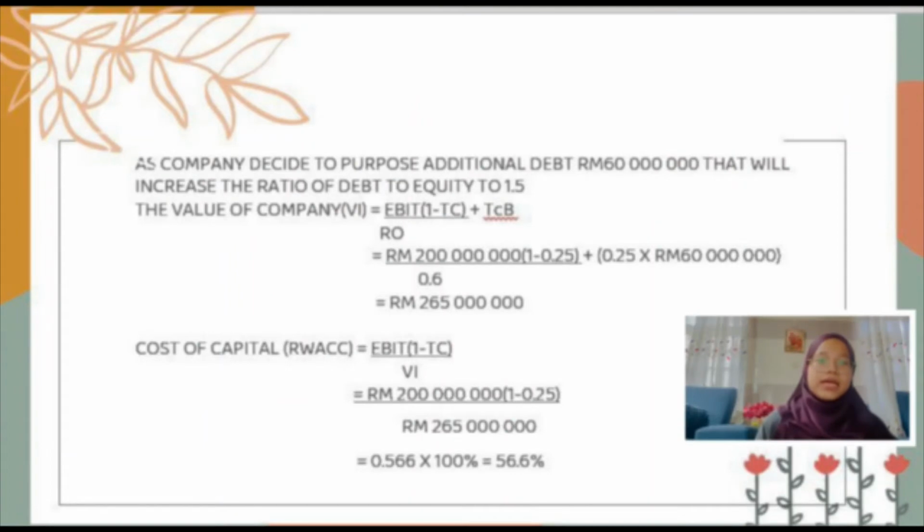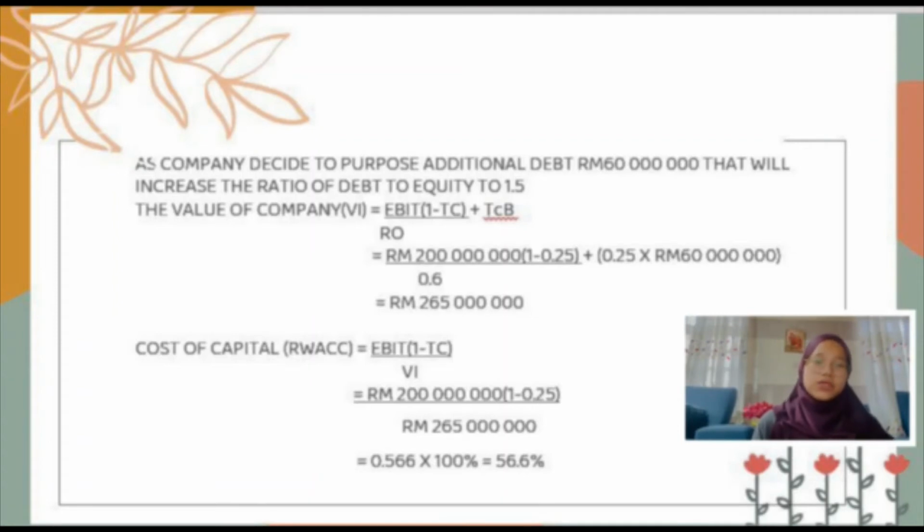So after the company decides to propose additional debts of 60 million, by increasing the ratio of debt to equity to 1.5, the value of the company, we use the formula EBIT 1 minus TC divided by RO plus TCB. So 200 million 1 minus 0.25 divided with 0.16 plus 0.25 multiplied with 60 million, will result in 265 million.